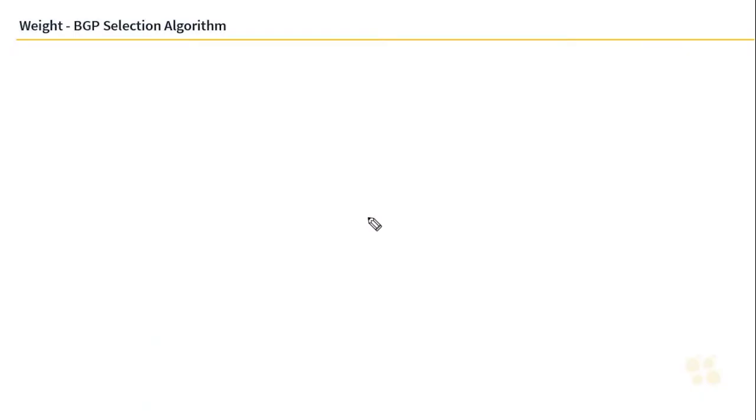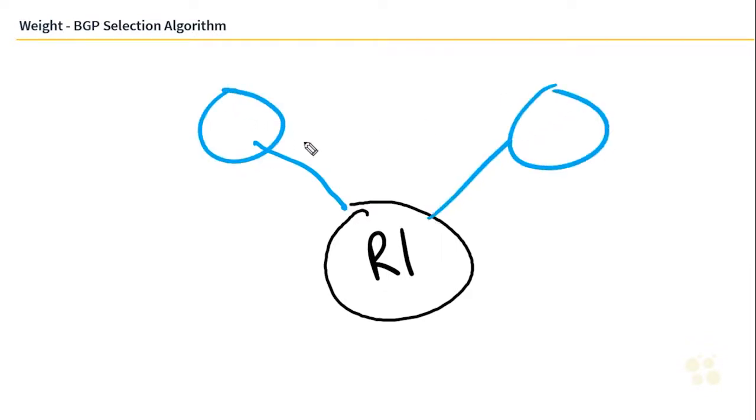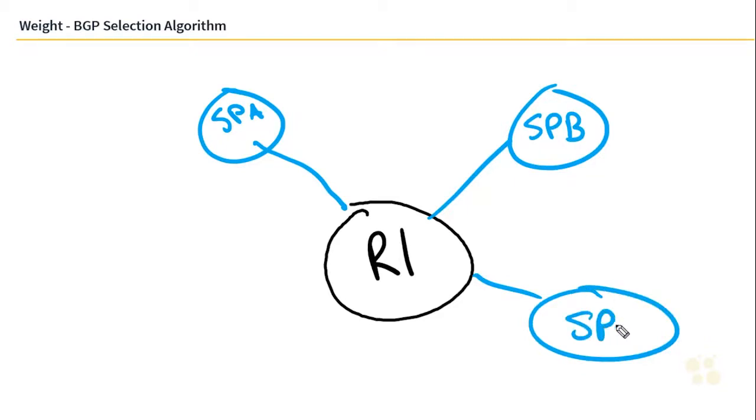But before we jump into weight, let me set up the scenario about how BGP is doing what it's really doing. Think about this scenario for a second. We are a service provider. We have a bunch of clients. We've got a router here. What happens when we start peering with other service providers? Maybe we've got a service provider here. We'll call this service provider A, service provider B. Over here, we'll say we've got service provider C.